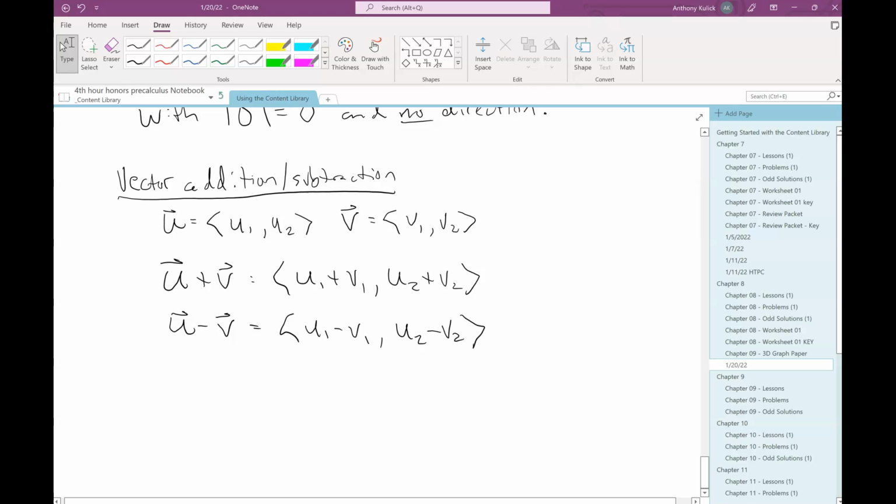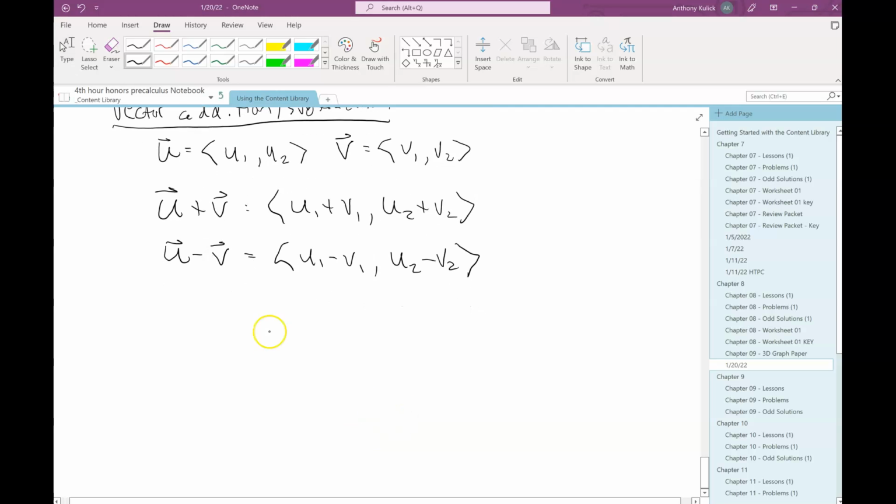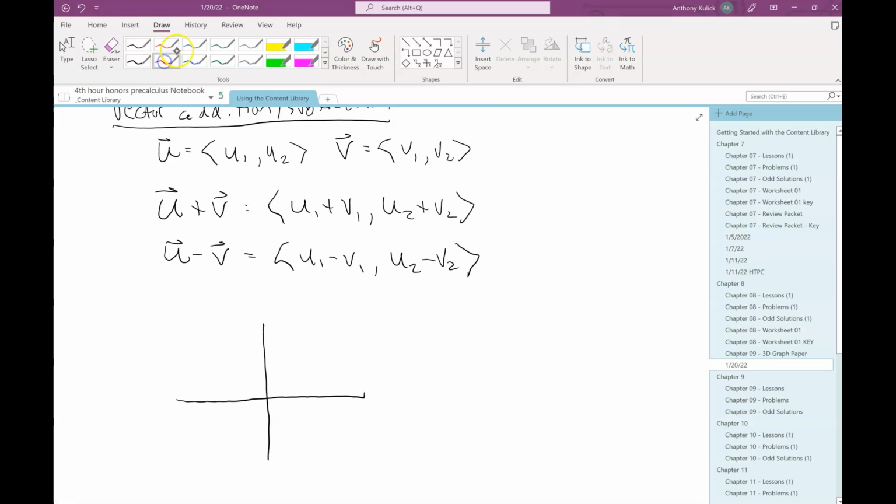This is one of the big advantages of doing things in component form: the arithmetic becomes really intuitive. How do you add two vectors? Well, you just add the corresponding components together. It's pretty easy. Just as an aside, geometrically, what does this look like?